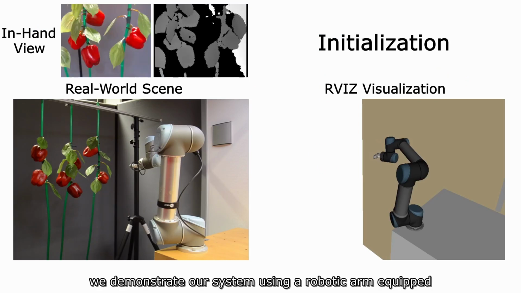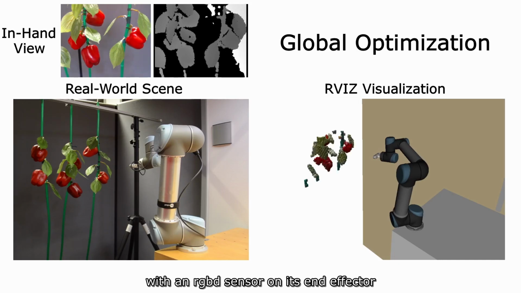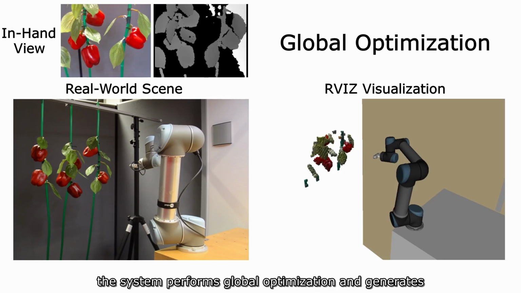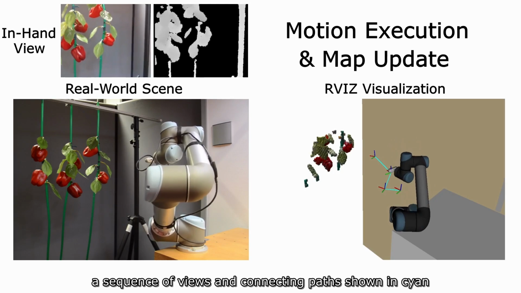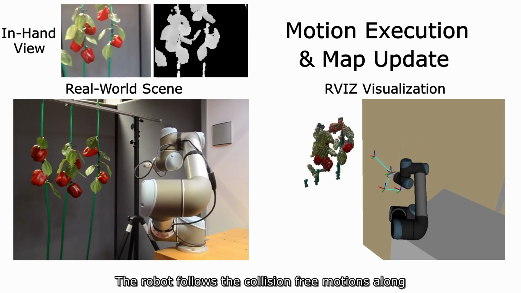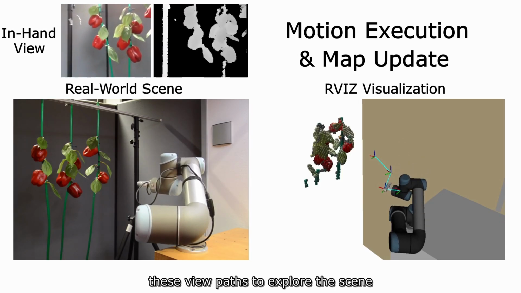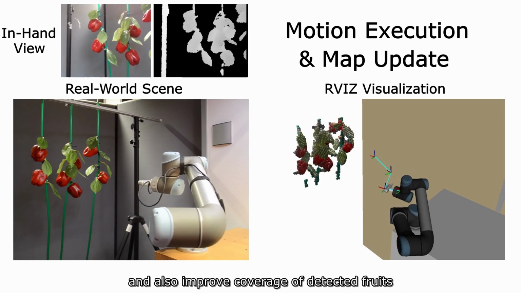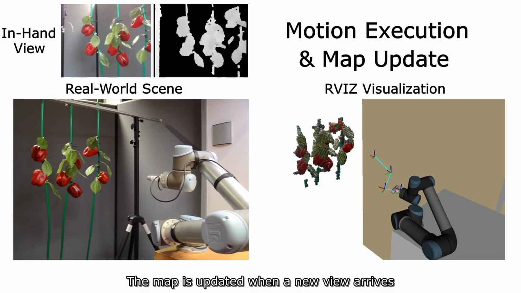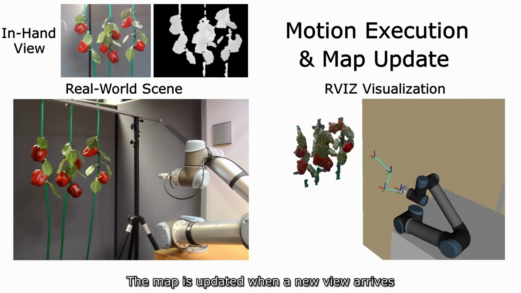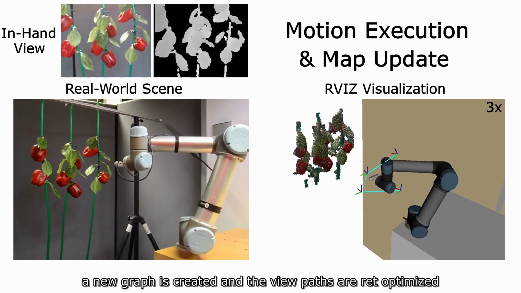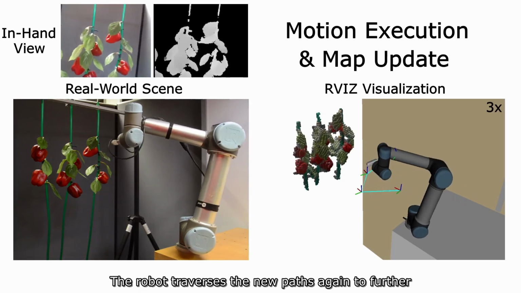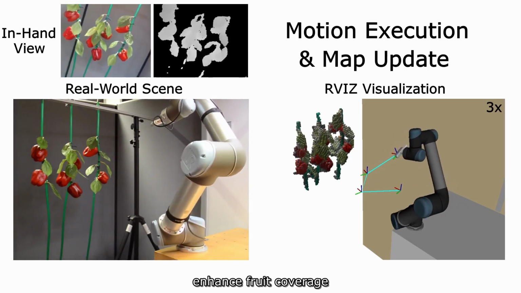Starting from a random viewpoint, we demonstrate our system using a robotic arm equipped with an RGBD sensor on its end effector. After the initial mapping, the system performs global optimization and generates a sequence of views and connecting paths, shown in cyan. The robot follows the collision-free motions along these view paths to explore the scene, detect additional fruits, and also improve coverage of detected fruits. The map is updated when a new view arrives. Due to the newly acquired information, a new graph is created and the view paths are re-optimized. The robot traverses the new paths again to further enhance fruit coverage.